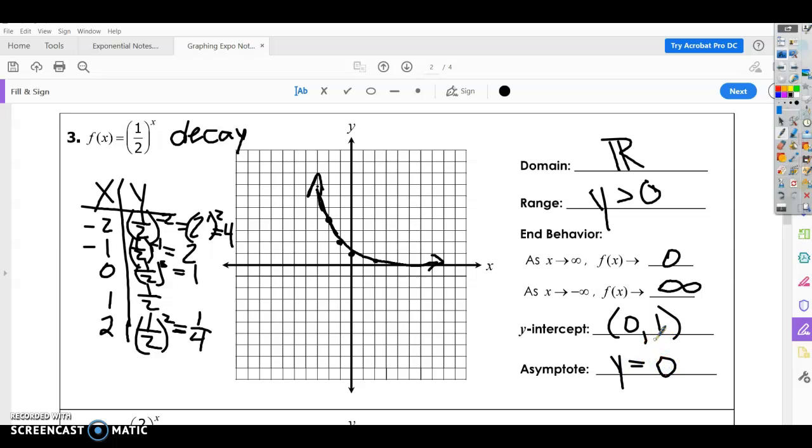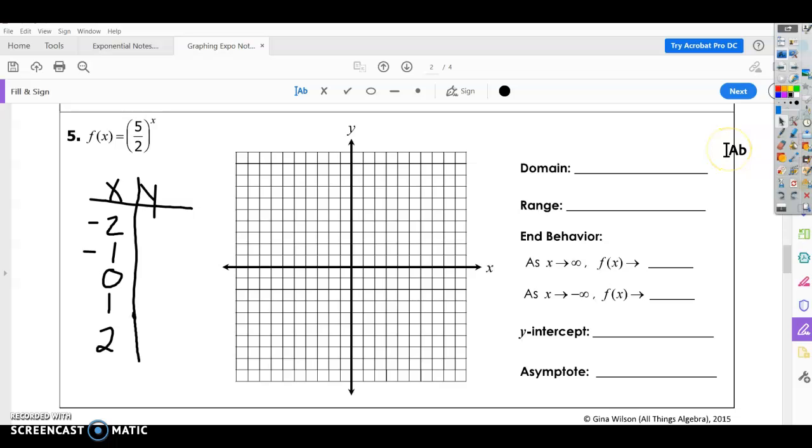All right, make sure you get these and then move on. All right, we're going to look at one more example like this. So number 5, f of x equals 5 halves to the x power. So this is a fraction, but it's an improper fraction, meaning that the top number is larger than the bottom number. So that means this is actually a growth function instead of a decay.